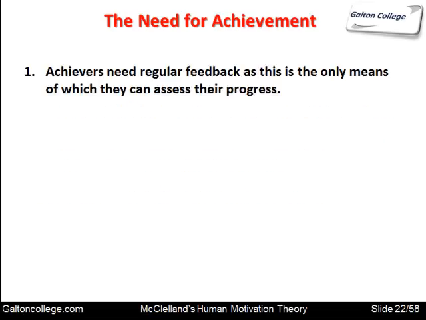Now, achievers need regular feedback, as that's the only means that they can assess their progress. So achievers like to have regular feedback. They like to be told how well they're doing and what issues they're confronting and how to solve them, and they like discussing their work. It's a difficult task they've taken on, and they like to discuss it.